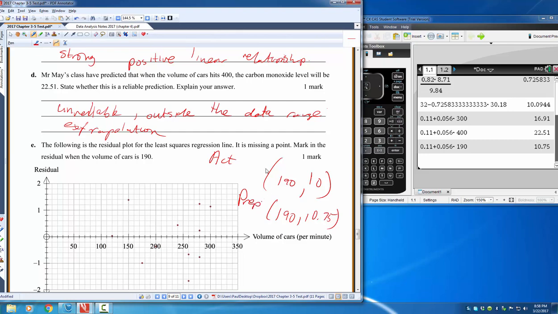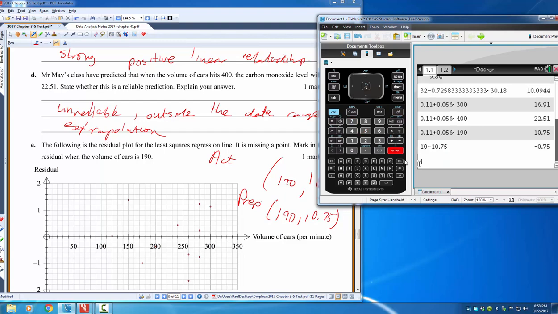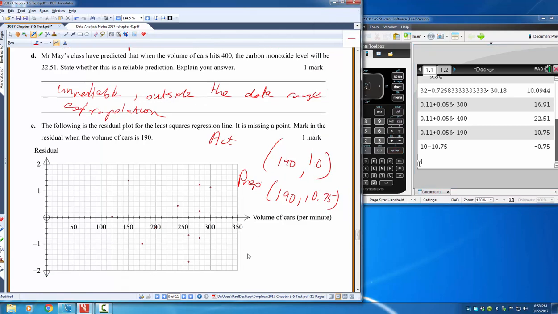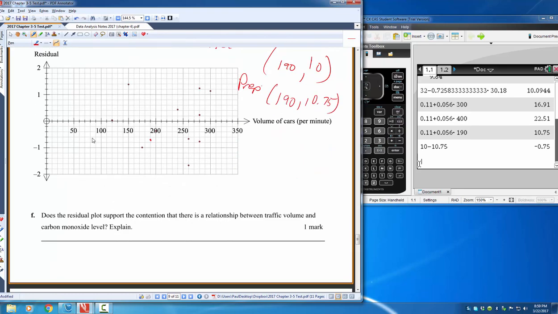So that's the predicted. Now to calculate residuals, remember it's actual subtract predicted. So we're going to do 10 take away 10.75, says the residual is going to be negative 0.75. So we go down to our residual plot down here, 190, there's negative 1, there's negative 8, so it's a little bit less than that. It's around about there. That's where the residual is.